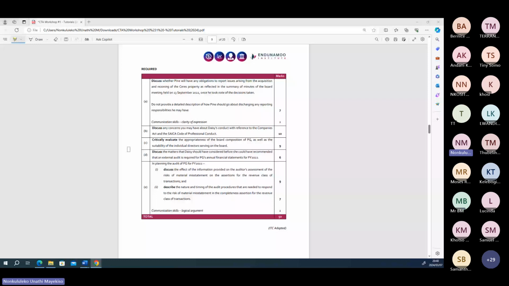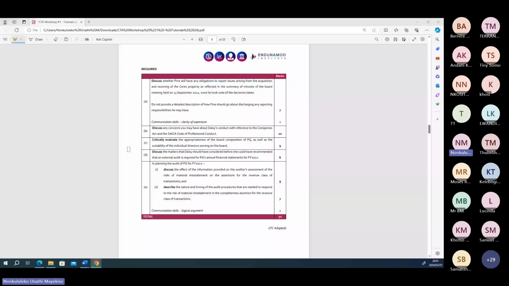required part B, they say discuss any concerns you have about Daisy's conduct with relation to the Companies Act and the CPC. Here we touched briefly on it. We spoke about her self-interest threats to professional competence and due care with regards to recommending the auditors. We spoke about the fact that she's a CA and so she needs to comply with the CPC. We spoke about the familiarity threats. We spoke about the intimidation threats with the auditors.